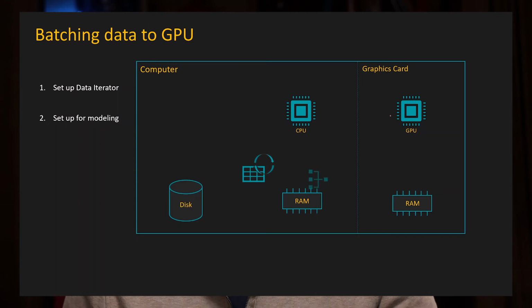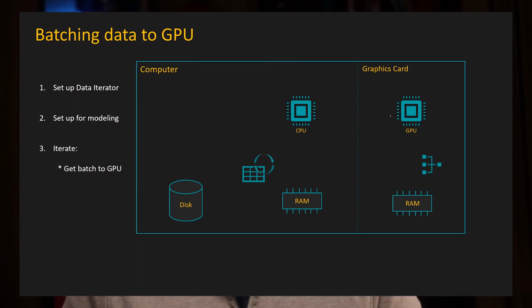You set up for modeling the same way we did before, where you load the model and move it over to the graphics card. Now, if you're trying to train a very, very large model, you may have multiple graphics cards. You'll certainly have to do something tricky on that part of the problem. For this tutorial, we're going to assume that your model can fit on the GPU and it's the data that you're having problems with.